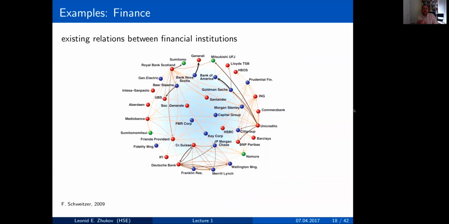Yet another example of the network. Now it's a financial network. So we can actually see here existing relations between various financial institutions. And a relation means, in this case, one financial institution borrows money from another financial institution, or gives money to another financial institution.